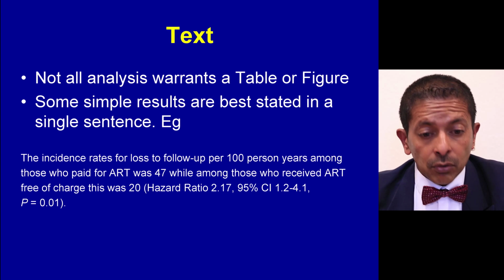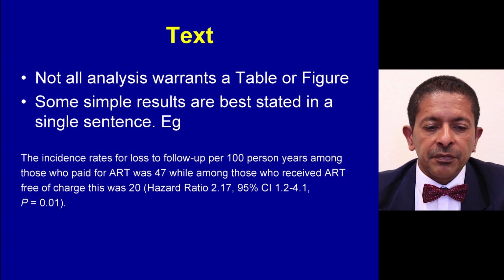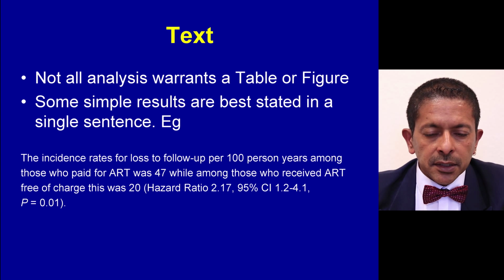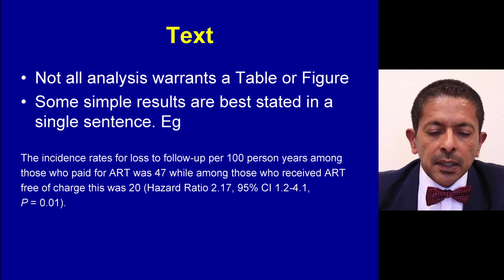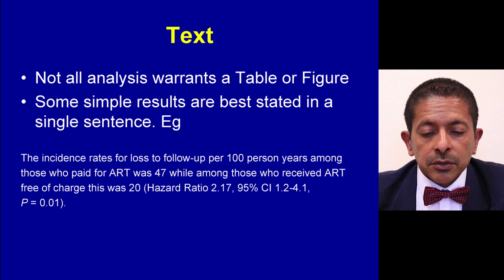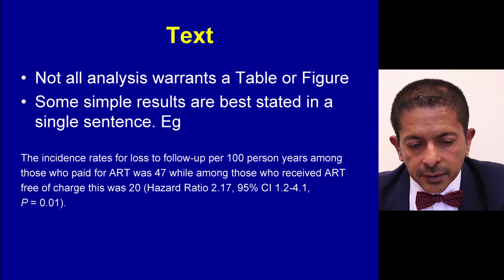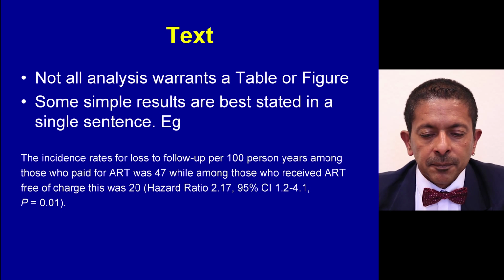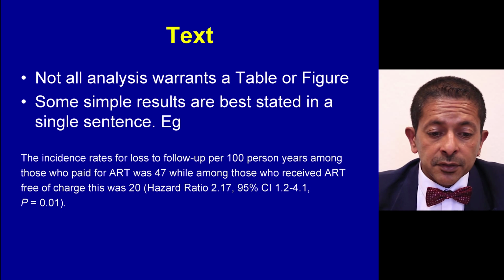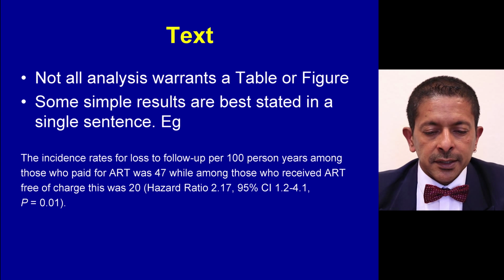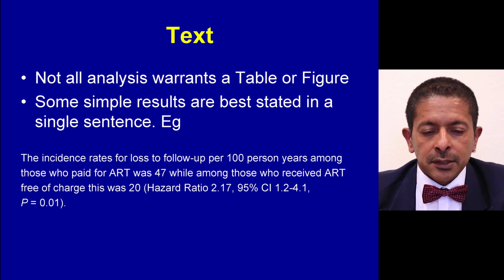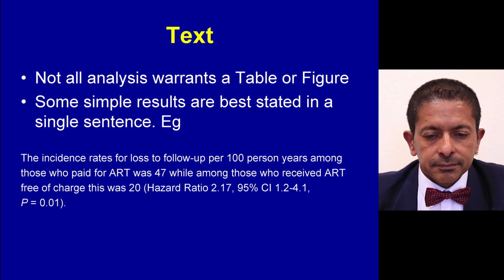But then not all analysis warrants a table or a figure. Some simple results are best stated in a single sentence. For example, the incidence rates for loss to follow-up per 100 person years among those who paid for ART was 47, while among those who received this free of charge, this was 20, and that's the hazard ratio. Now, you could put this into a table, but it is not warranted.